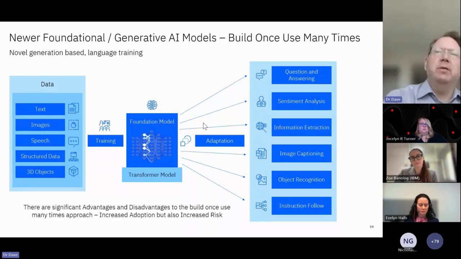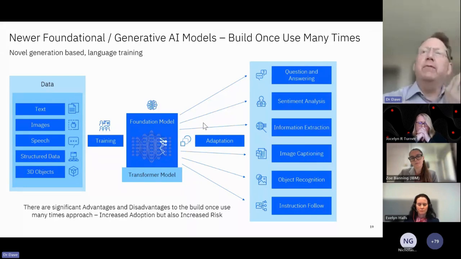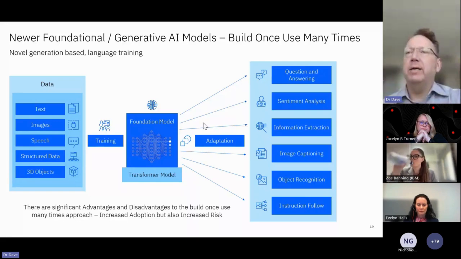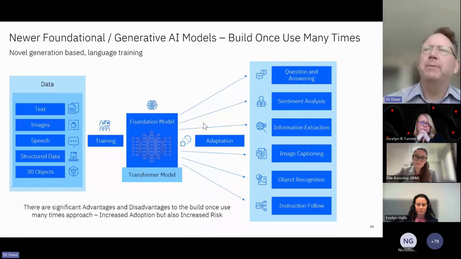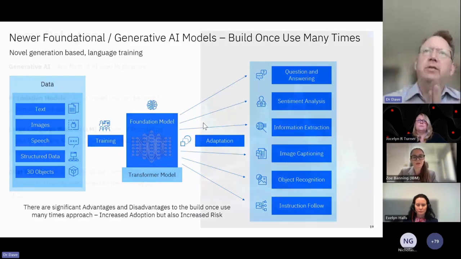On the one hand, it creates a lot of benefits because you have this build once, use many times approach. You can buy models from other people. You don't have to have a separate model for every single use case, which means huge economies from an AI perspective, and therefore increased use of AI. But then there are a lot of risks because you're buying something that someone else has built, okay? So that's the concept of foundation model.